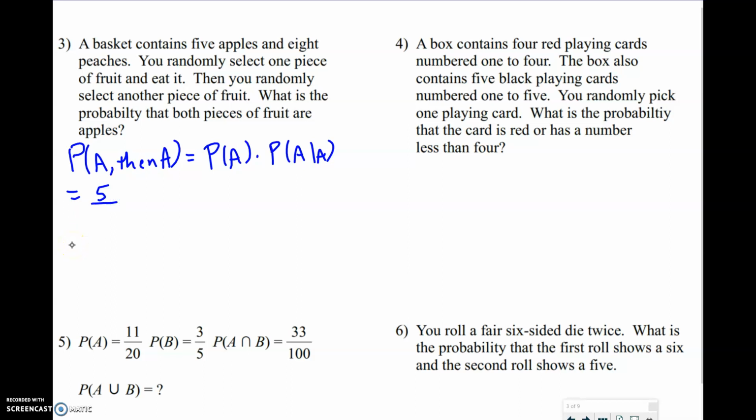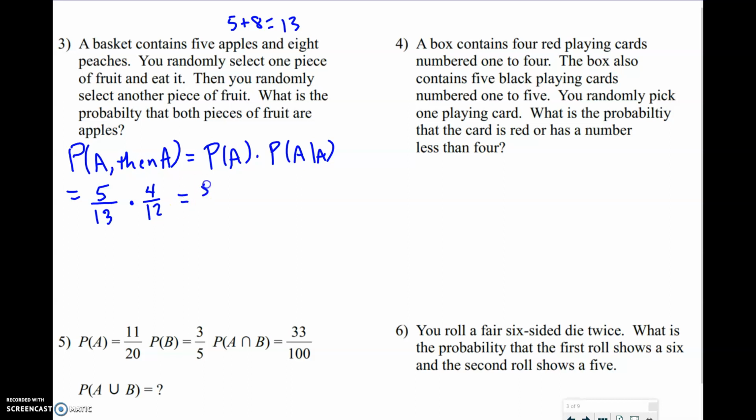So how many pieces of fruit do I have altogether? 13. 5 plus 8 is 13. So the probability of an apple in the first draw is 5 out of 13. But if I don't put the apple back, I eat it, then I have 4 apples left out of 12 pieces of fruit. And I will multiply using that multiplication rule of probability again.